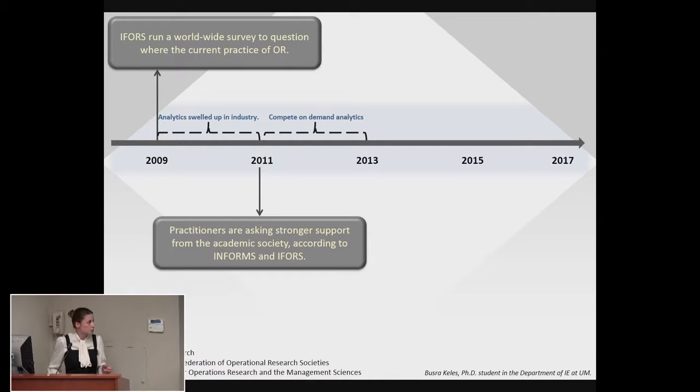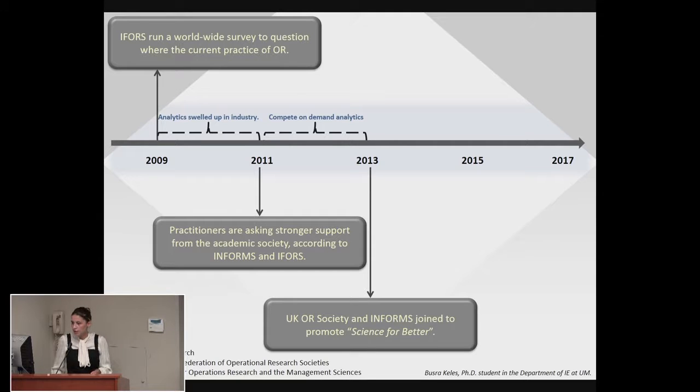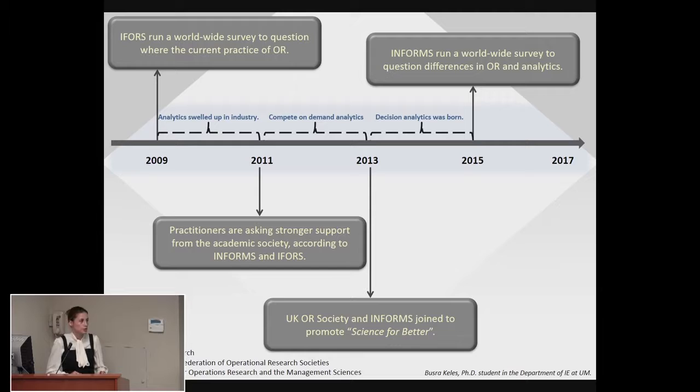And then demand analytics was born. They mastered forecasting. In 2013, the two biggest societies regarding operations research, one in the United Kingdom and one in the United States, merged together to promote Science for Better, which means that they will voluntarily help the industry. And then decision analytics was born, because operations research is not interested in using data merely for simple reporting and statistics. They are interested in using data for decision making. How can we create a decision model which is data supported? That's why they came up with this fancy word, decision analytics.